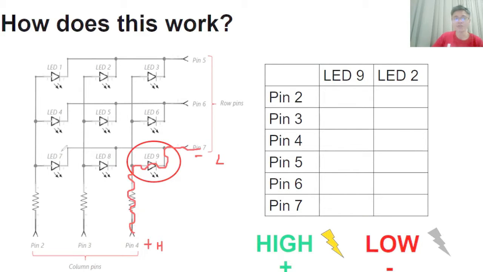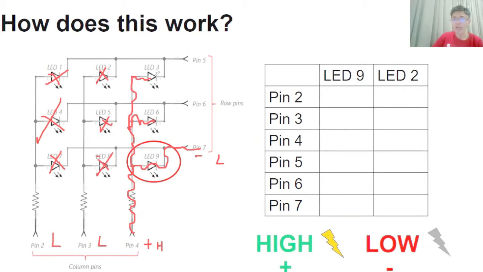Now, I do not want any of these LEDs to light up. So that means that pin 2 and pin 3 have to be low. Now, if you remember, pin 4 is high. So that means that current will also flow into LED 6 and LED 3 as well.